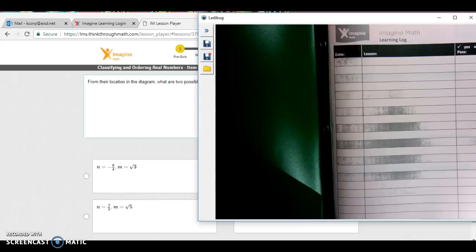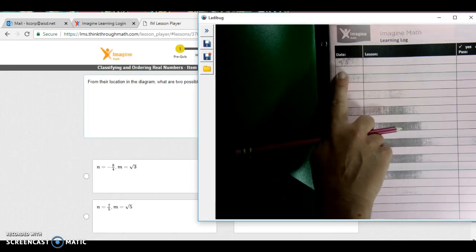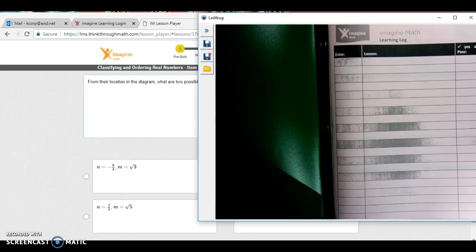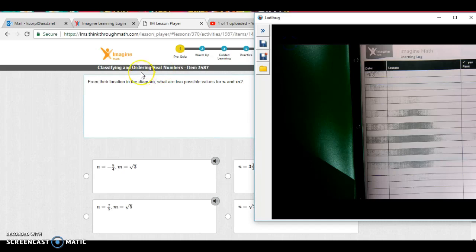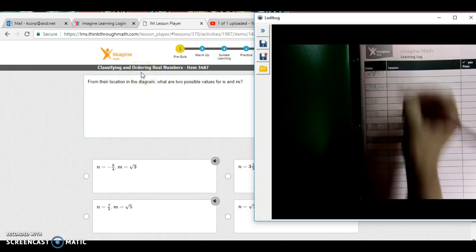All right, now I'm going to show you how to journal a pre-quiz. In your learning log, you'll just write the day of the lesson. Then if you look over here, we have the name of our lesson, which is classifying and ordering real numbers.